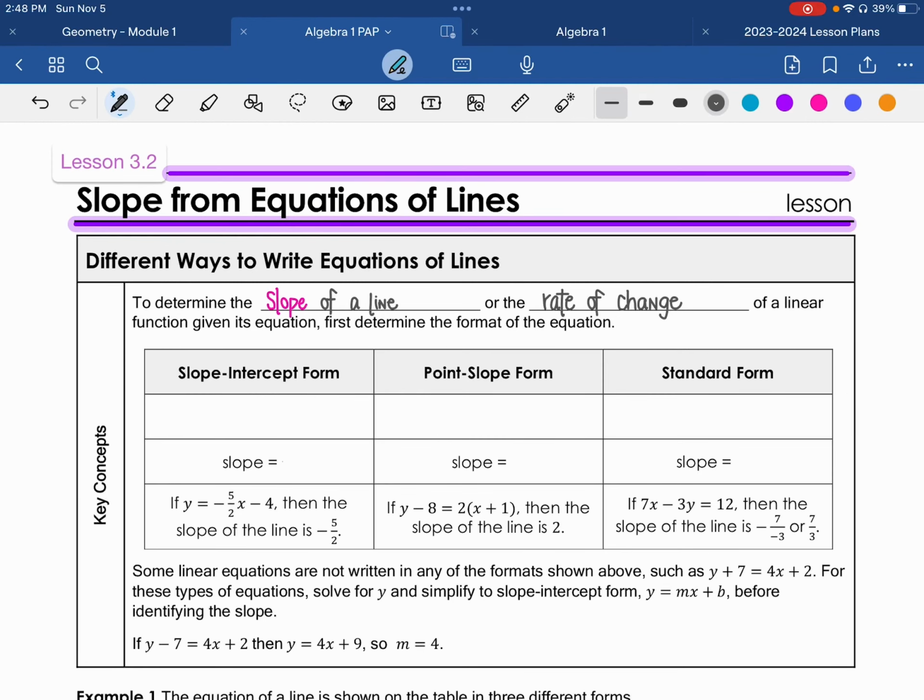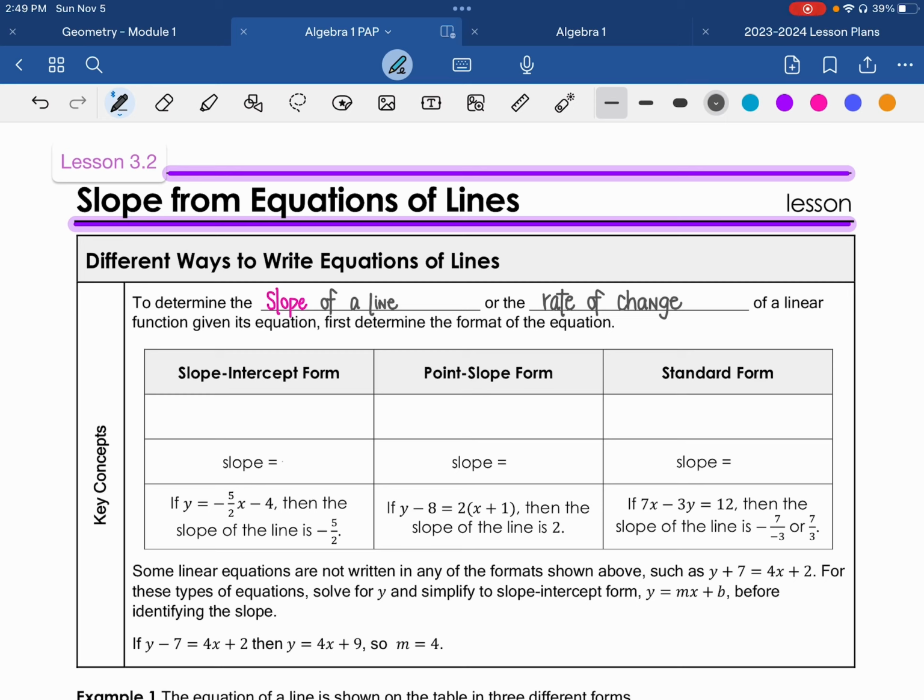Today's lesson is lesson 3.2, slope from equations of lines. There are different ways to write equations of lines. Let's start with a reminder: to determine the slope of a line, or the rate of change of a linear function, given its equation, first determine the format of the equation.